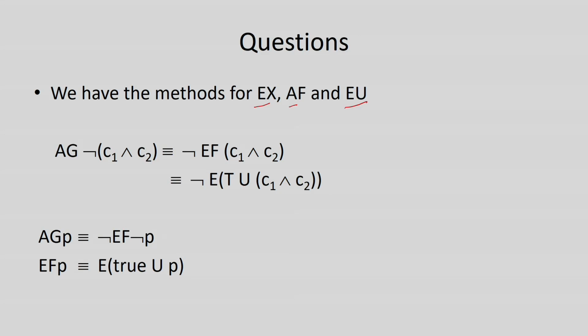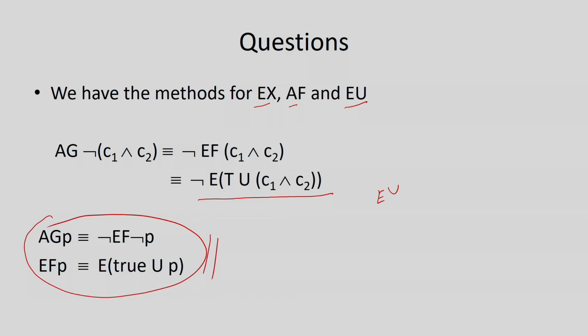Now, when I come to this particular formula, C1 and C2 is an atomic proposition, and we have a method for E until. So, we can apply this E until method to check for the truth values of this formula. This is the equivalence we have used for converting AG not of C1 and C2, and I am just mentioning it over here for my ready reference.